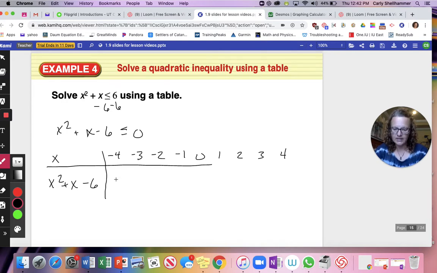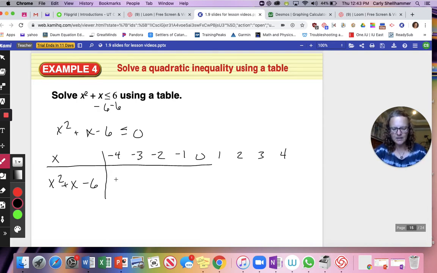Type that in again. X squared plus x. And if you hit enter at this point, you're going to get an answer, but that answer doesn't mean anything because your calculator has something stored for the value of x in its memory. We have to change that.